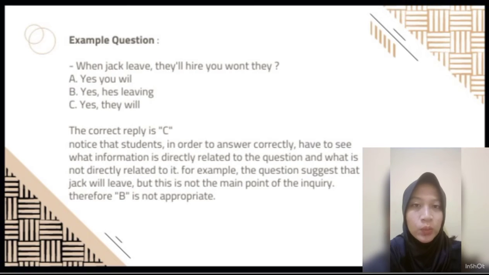The object is to measure only the student's understanding of a particular sentence or short dialogue. Example question: When Jake leaves, they'll hire you one day. A. Yes, you will. B. Yes, he's leaving. C. Yes, they will. The correct reply is C. Notice that students, in order to answer correctly, have to see what information is directly related to the question and what is not directly related to it. For example, the question suggests that Jake will leave, but this is not the main point of the inquiry. Therefore, B is not appropriate.